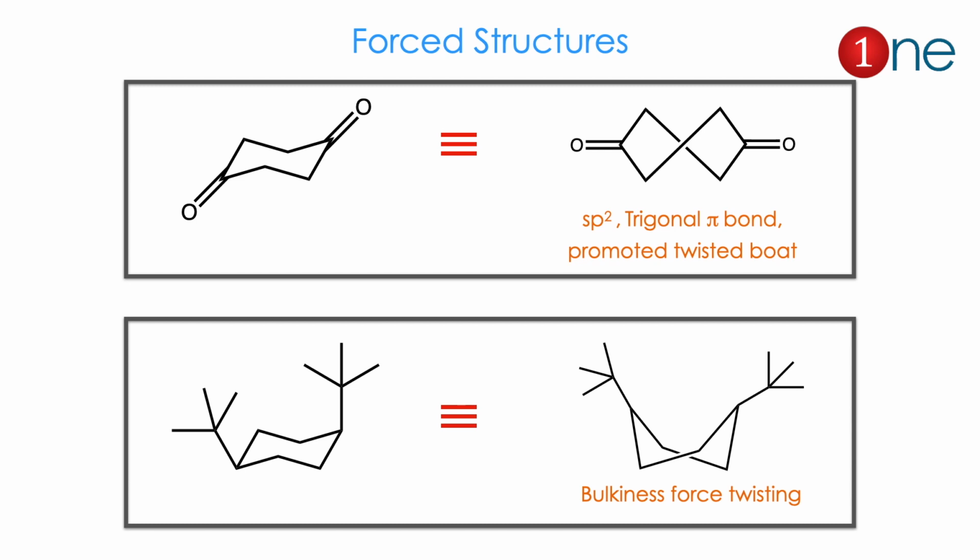Then we will see some forced structures in cyclohexane. A forced structure means the structure doesn't have an option. Here we see dicarbonyl cyclohexane. The two carbonyl groups are sp2 hybridized, trigonal with a pi bond, which cannot fit into the tetrahedral architecture. What really happens is a twist, so it will have a twisted boat structure. Similarly, with two tertiary butyl groups, what really happens is just a twisting of the boat form, or similarly the chair form. So the tertiary butyl group and the dicarbonyl group can force the structure into a different one.